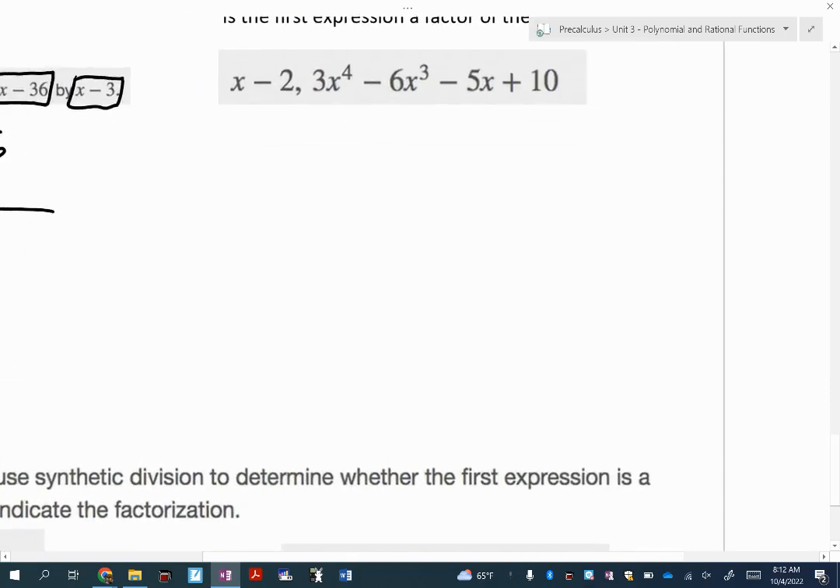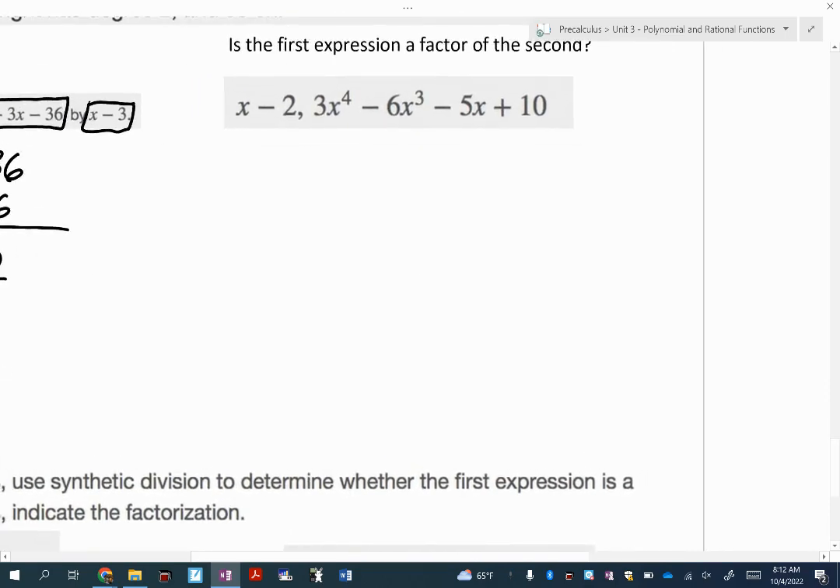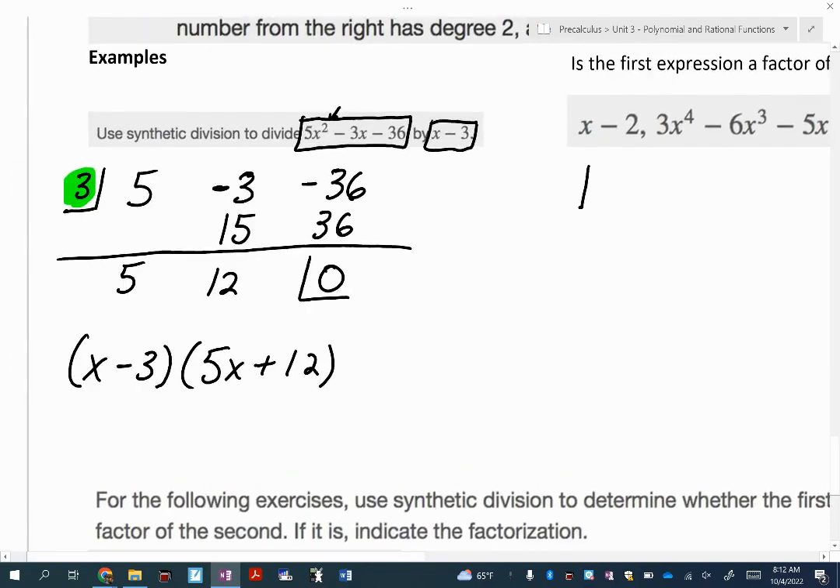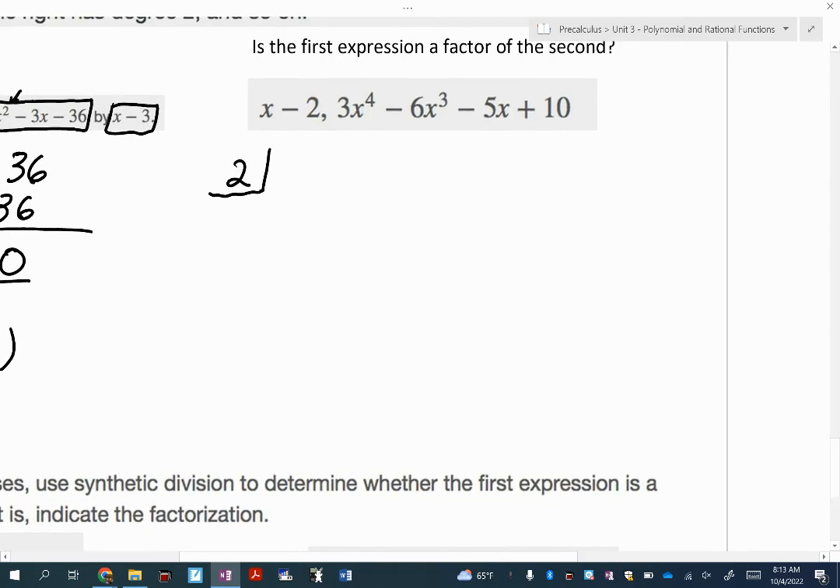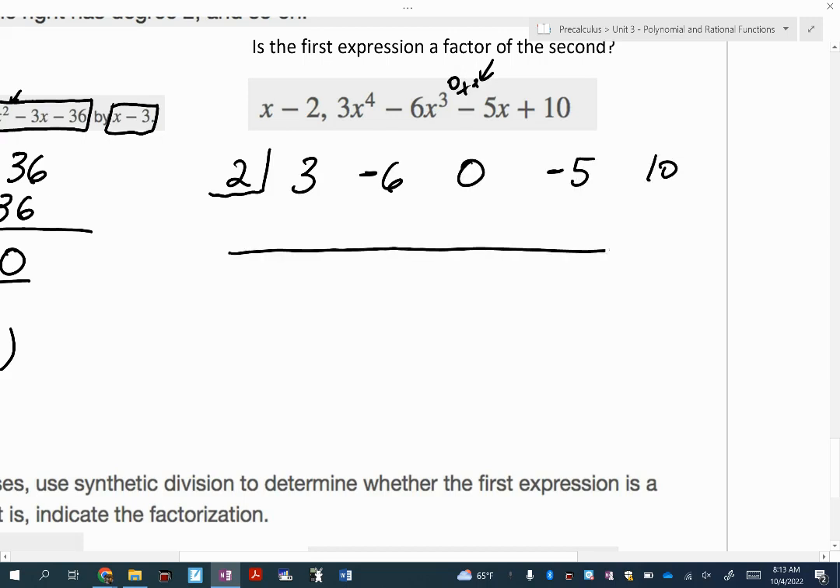Let's do this one. Okay, finally, it says, is the first expression a factor of the second? So think opposite here. You're going to put your opposite of minus 2, which is positive 2. Now here we finally are missing one. See how we skip x squared? We go from x cubed to x to the first power. So there's no x squared. So I need 3, negative 6, 0, negative 5, and positive 10.